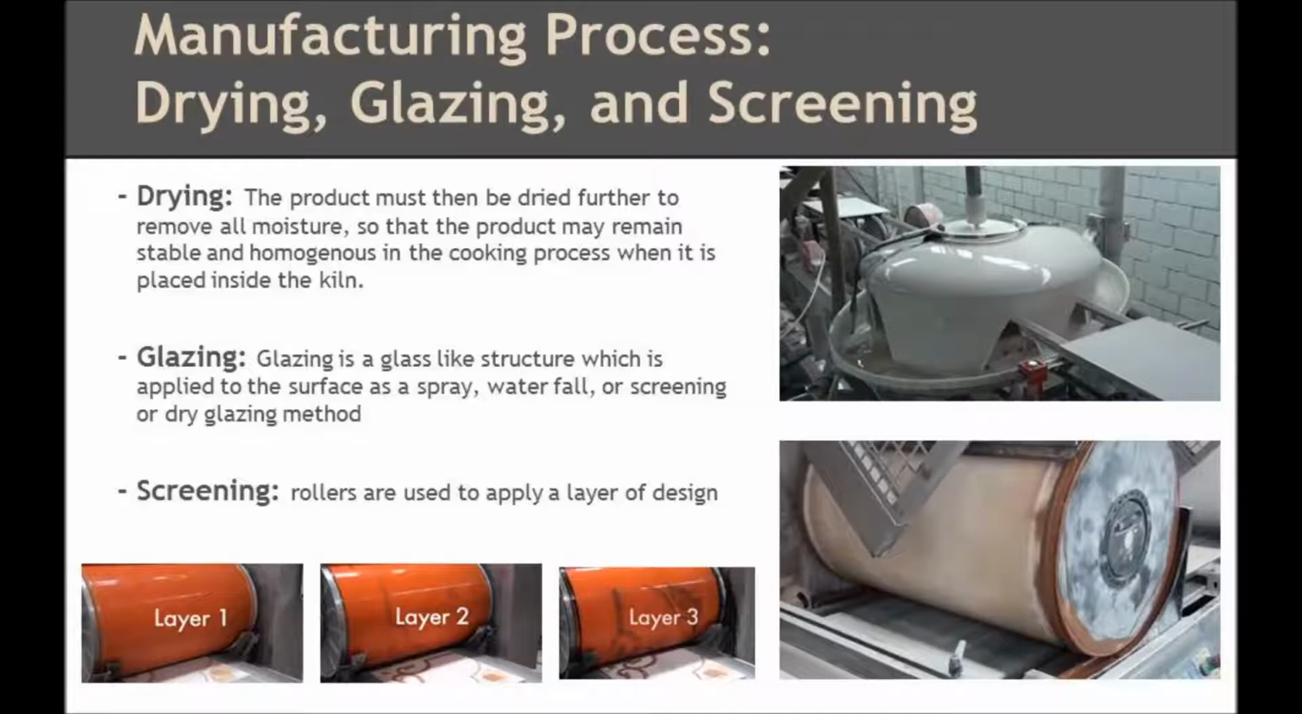The next phase is the glazing phase. Glazing is like a glass-like structure which is applied to the surface as a spray, waterfall, or screening or dry glazing method. As you can see on the right, these two pictures show the waterfall method and the screening method. Not to be confused with the next method, which is called the screening method. In this phase, rollers are used to apply a layer of design. As seen in the figures below, several layers can be added.